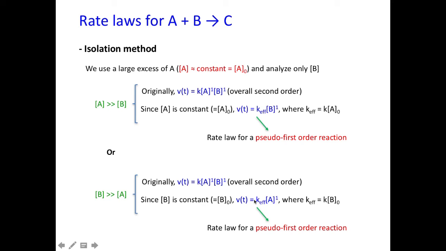But just remember, when you determine the effective k using this very simple reaction rate, you remember that effective k is equal to k multiplied by the initial concentration of B. So if you know the initial concentration of B, we can now determine the rate constant k.